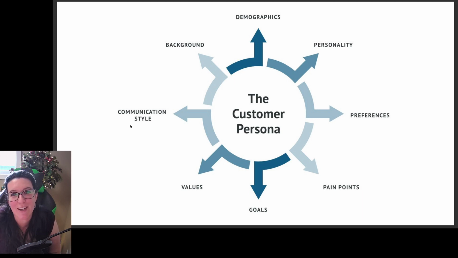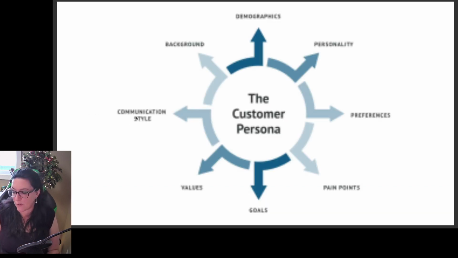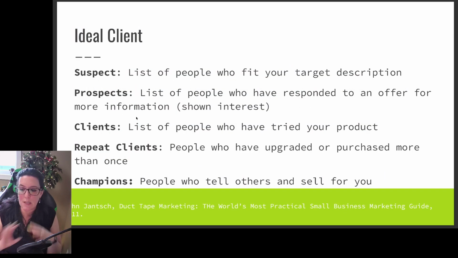that may tie in to a wider strategy in terms of that growth strategy, right? So do we need to see more diversification? Do we need to see more concentration in terms of products to the current group? So we need to understand who our clientele is. So if you're in charge of Tim Hortons, for example, who is the ideal client for Tim Hortons? So suspect, people who fit our target description.